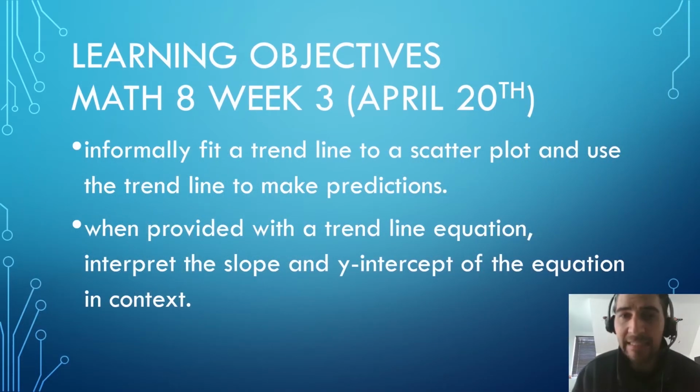So today's lesson is aligned with the learning objectives for Math 8 Week 3, which is the week of April 20th. And those objectives are that students will be able to informally fit a trend line to a scatter plot and use the trend line to make predictions. And then when provided with the trend line equation, interpret the slope and y-intercept of the equation in context.